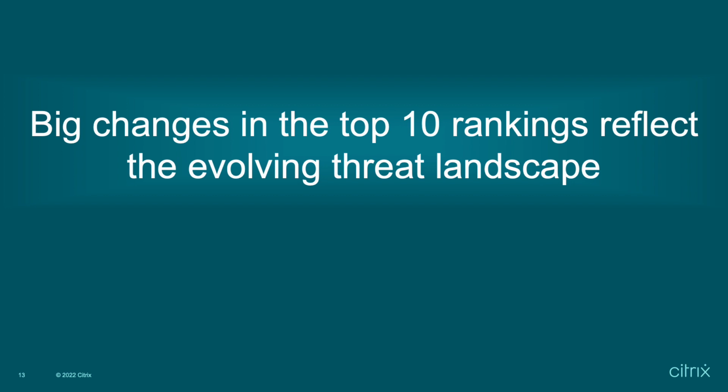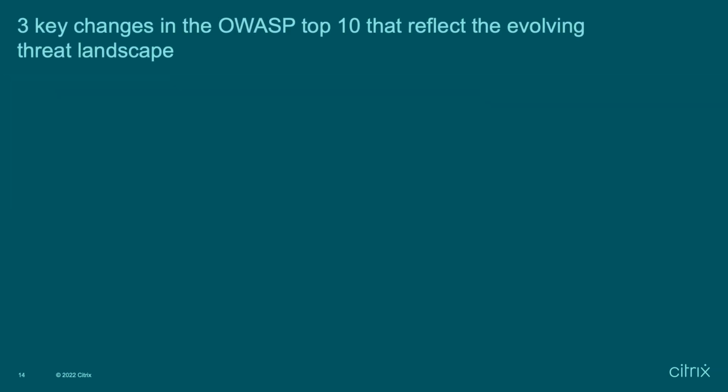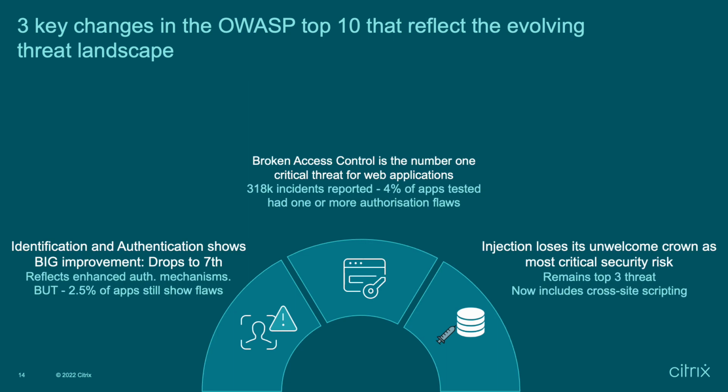Now, I mentioned earlier that there's been a real shake-up in the rankings of the categories, with some vulnerabilities becoming less of a threat and others increasing. I won't cover them all here, but there were 3 headline changes that really stood out for me. Let's start with the good news. Identification and authentication failures have shown big improvements in the last 4 years. This category has dropped from number 2 on the list to number 7. And this is a big win for the application security industry.